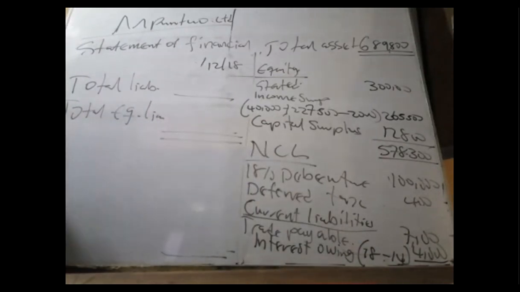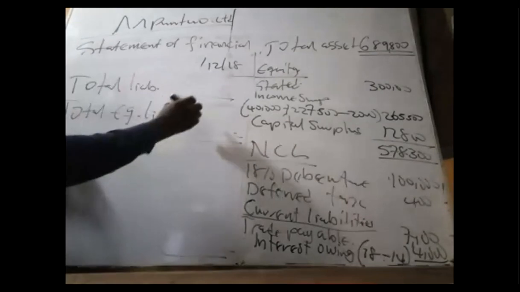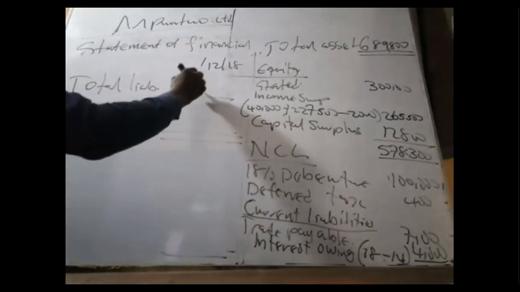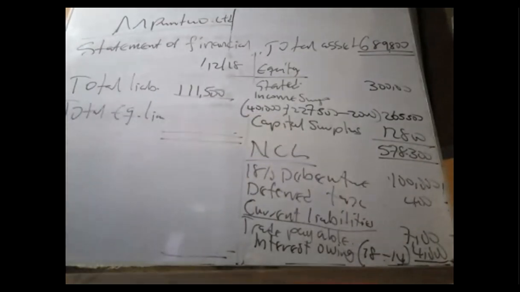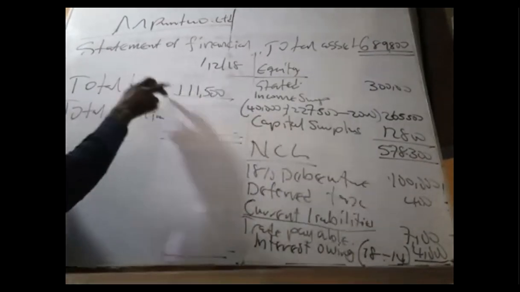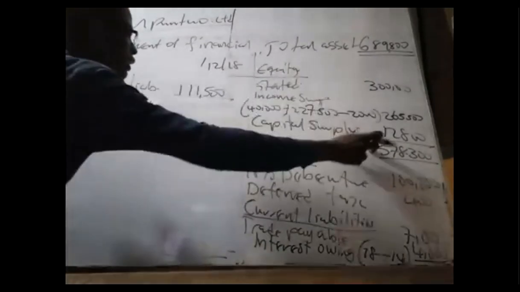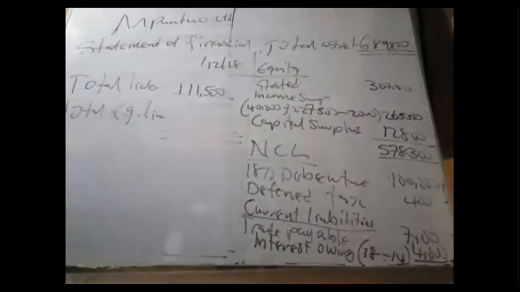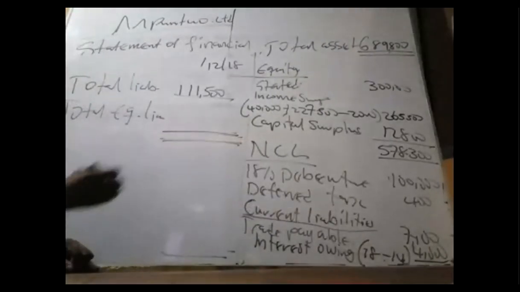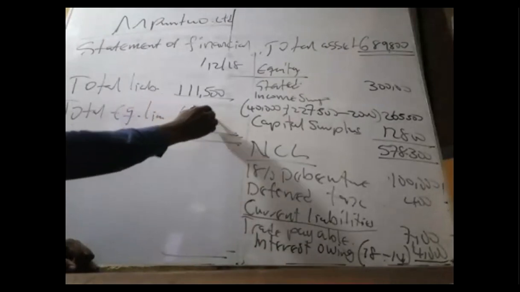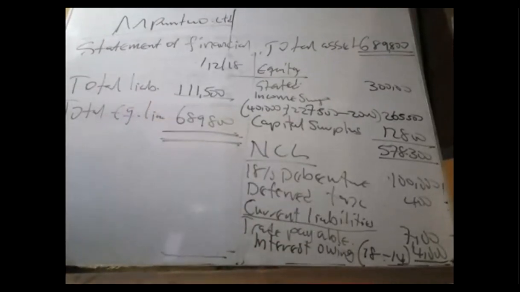So total liabilities. Right. 1,500. Total liability becomes 111,500. Then add this 111,500 plus the total equity, and let's see, it must balance nicely for us. Must give us 689,800 to get the total equity and liability.